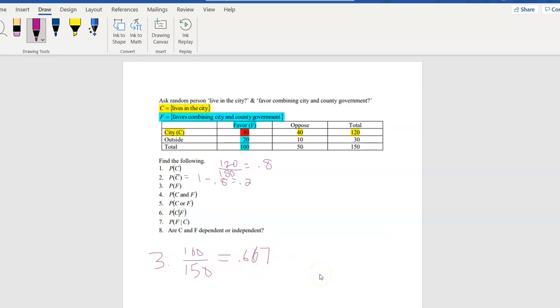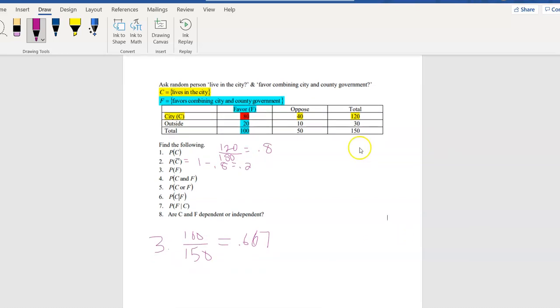All right, now let's go to 4. We want the probability of C and F. Let's notice that C and F overlap right here at 80. So we want 80 out of the total 150. And again, let's just stick that into the calculator. And we get 0.533.